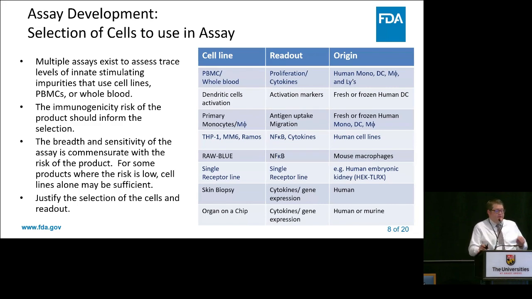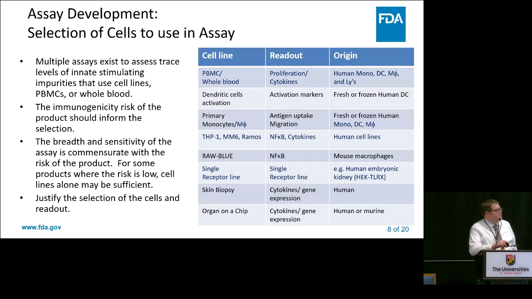So there are many of these assays that can be used. Primarily the focus up to this point in the session has been talking about PBMCs and whole blood. There are other options available, and there are continuing to be developed. We as an agency are agnostic to the selection of what platform you choose. We ask that you justify the selection in the readout, and that as you're choosing your platform, you need to incorporate the immunogenicity risk of your product, and that should be informing the selection.